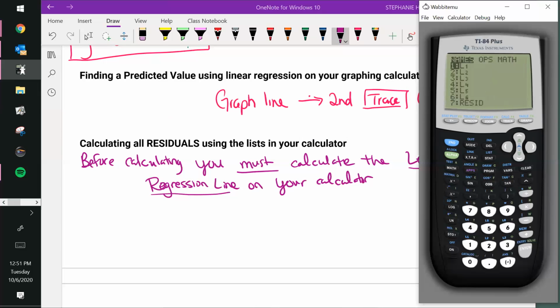and then all the way at the bottom, see here, option 7, RESID, is short for residuals. So I hit enter. And now it says L3 is equal to the residuals. So I hit enter. And bam, all my residuals have just been calculated for me. And they've got lots of decimals in there.